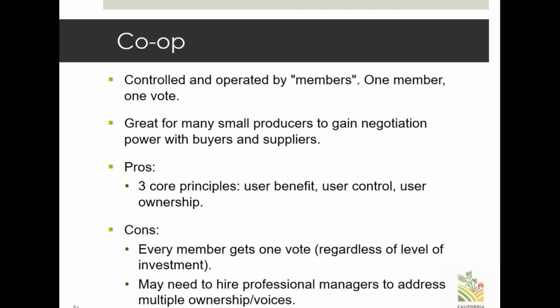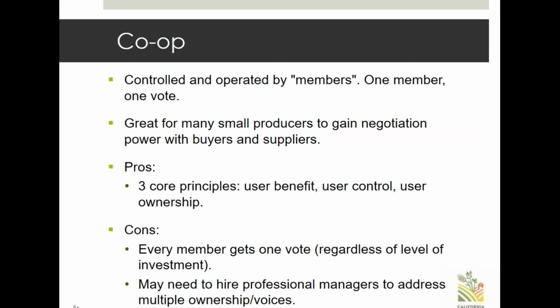It does require a lot of work in terms of managing a large organization with lots of members and what kind of decisions get made by those individuals. And it's also important to remember that every member gets one vote. So it doesn't matter, you might have a $1 million member and a $10,000 member, but it's all one member, one vote. And you're really going to need to hire professional managers to manage the whole thing. It doesn't really work as an individual business concept.